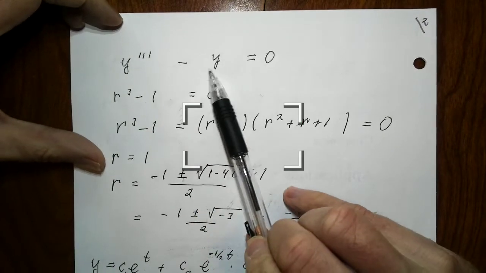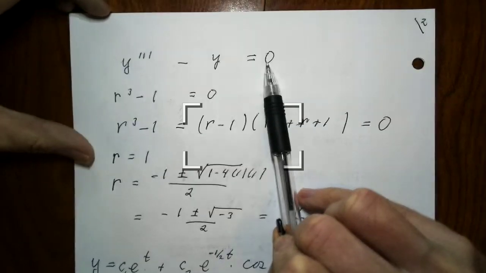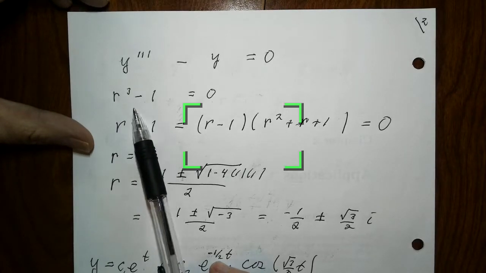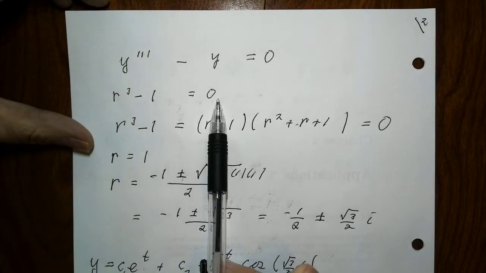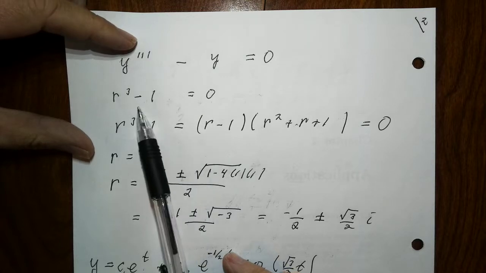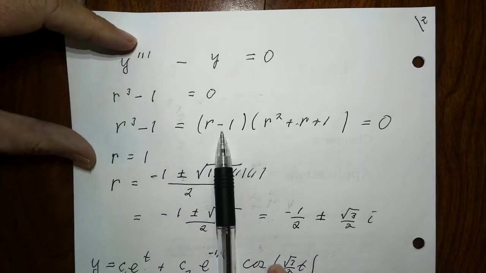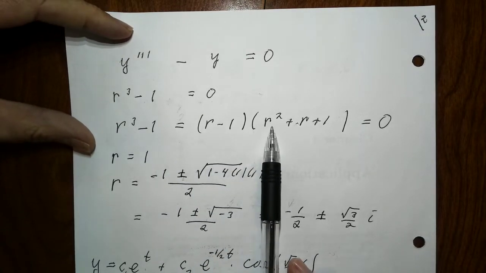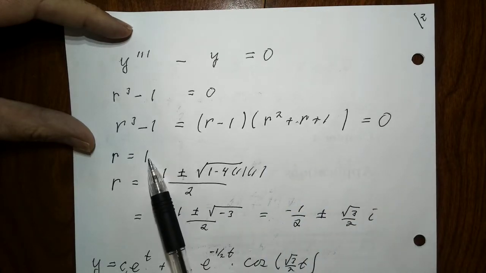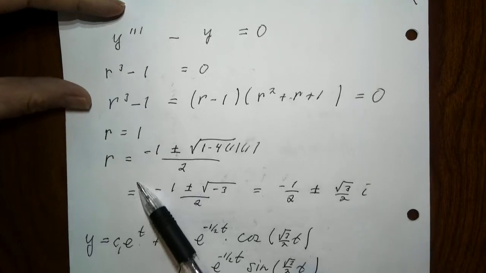y triple prime minus y equals 0. So this would lead to a cubic characteristic polynomial, r to the third minus 1 equals 0. Now you might think that the only root to this is r equals 1, but there are actually 3 roots in all because it's a cubic. It does indeed factor as r minus 1 times r squared plus r plus 1 equals 0. So one solution would be when r is 1.